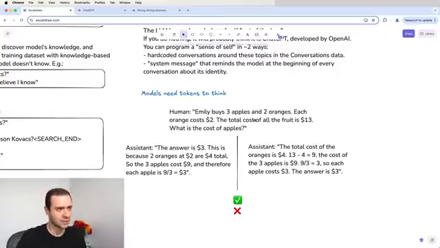Each orange costs $2. The total cost is 13. What is the cost of apples? Very simple math question. Now, there are 2 answers here on the left and on the right. They are both correct answers. They both say that the answer is 3, which is correct. But one of these 2 is a significantly better answer for the assistant than the other.